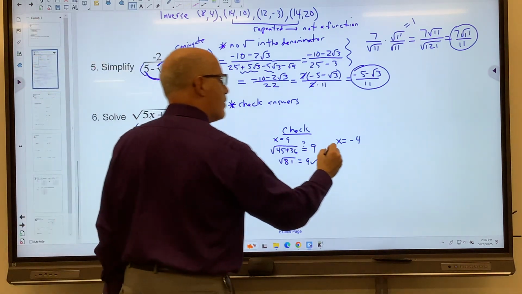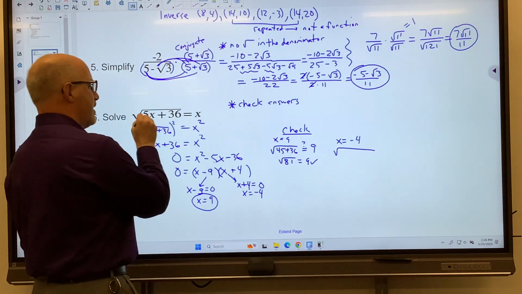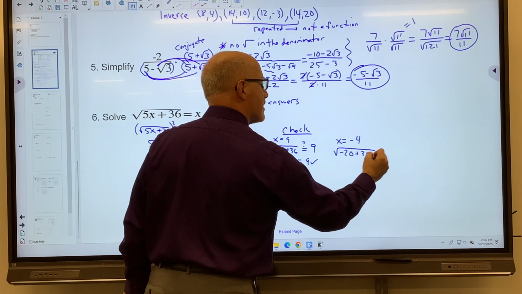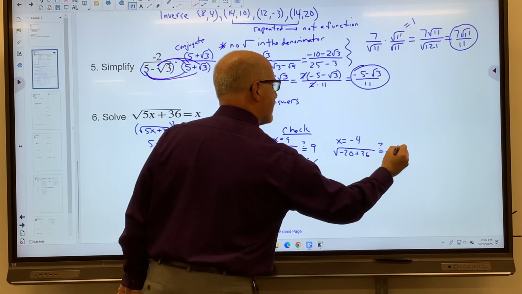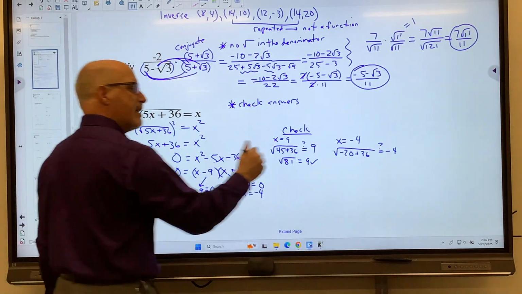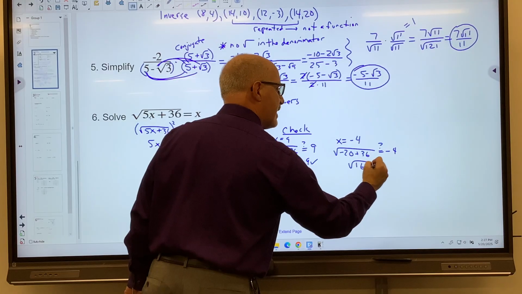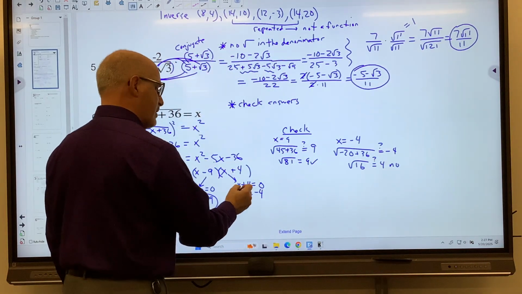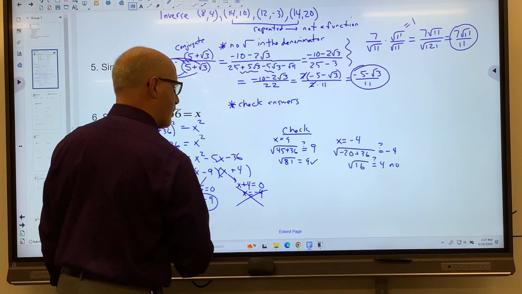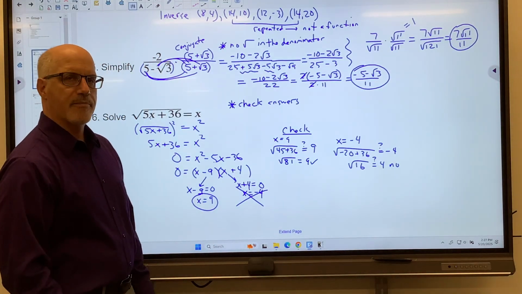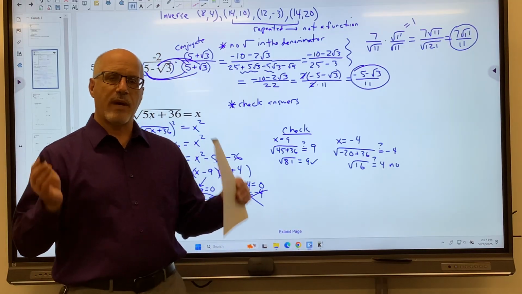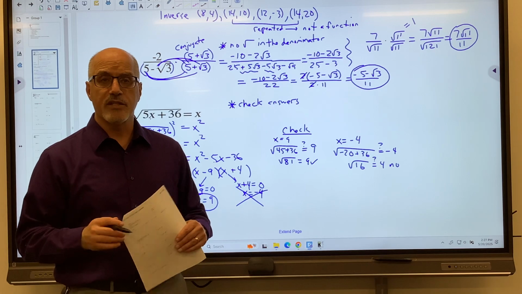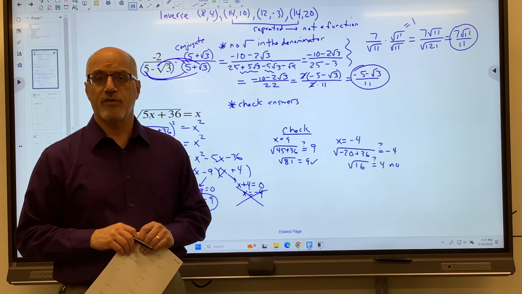Because when I put in negative 4, I get the square root of 5 times negative 4 is negative 20 plus 36. Does that equal negative 4 when I put in negative 4 for x? Does the square root of 16 equal 4? And the answer is no. So this one doesn't work. So this one we get rid of. So our only answer is 9. So these are review problems from our radical and also function chapter, where we looked at, especially at inverses, some of the key types of problems that we do for this chapter.